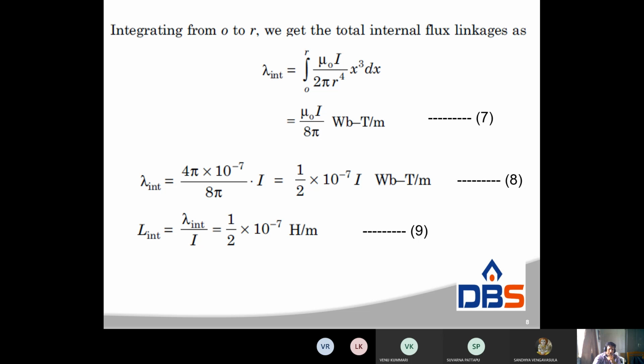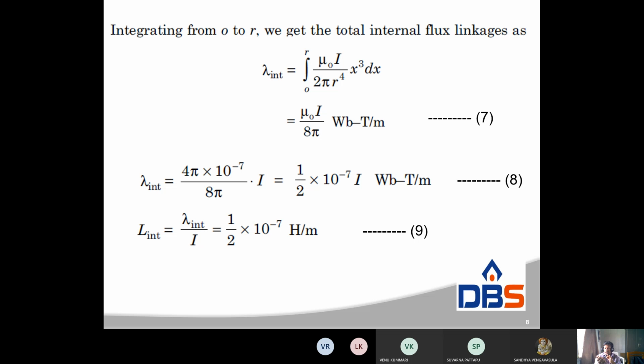Now this one, mu 0 I by 2 pi r power 4. Generally mu 0 I x cube by 2 pi r power 4 dx. Now integrate. Mu 0 I by 2 pi r power 4 is the constant value. X cube integrates to x power 4 by 4, right? Four is constant, so that is mu 0 I by 8 pi r power 4.